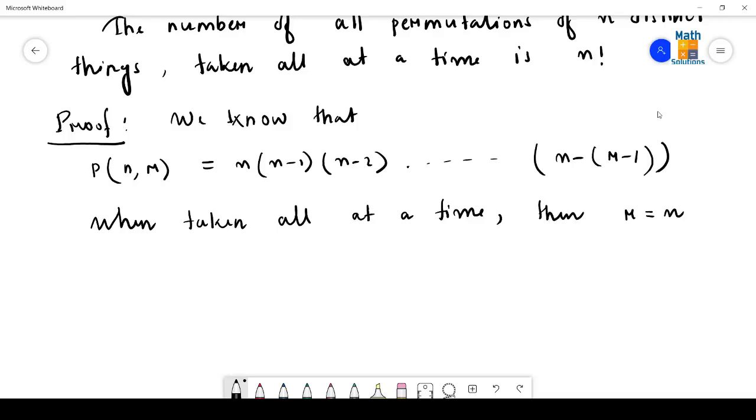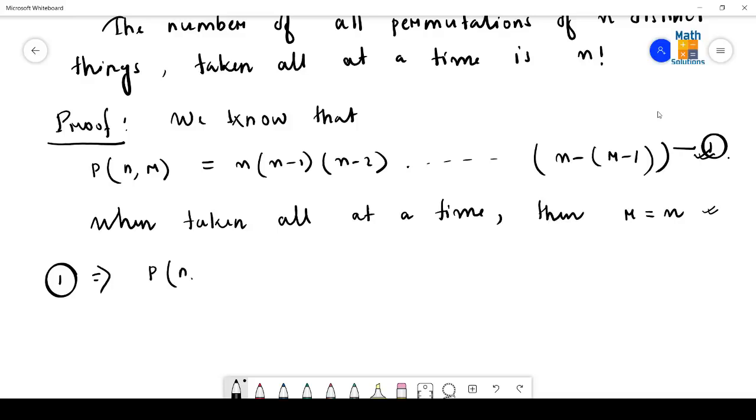Because the permutation of n distinct things taken r at a time is this one. But the permutation of n distinct things when taken all at a time, that will imply what? r is equal to n. Means all the distinct things I need to consider there. So in this case, say this is expression 1. So 1 will imply as what?